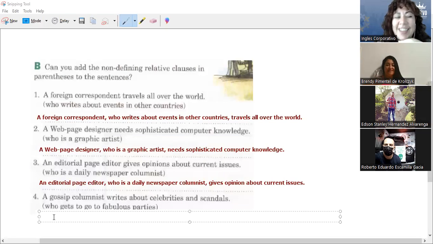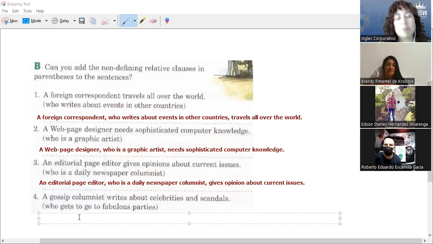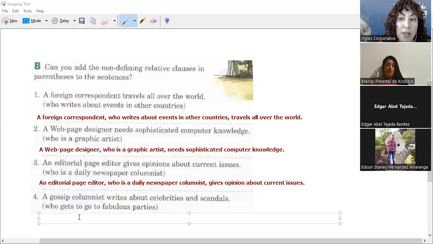Okay. All right, let's move on then. Number four, a gossip columnist writes about celebrities and scandals. Who gets to go to fabulous parties? What is the extra information? Who gets to go to fabulous parties? Perfect. And what is that extra information about? About a gossip columnist. It's not about the celebrities. It's not about the scandals. So don't put it after those words. Put it after a gossip columnist. So we're going to start with a gossip columnist.